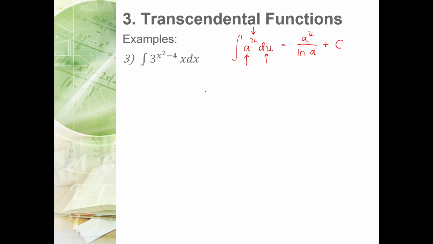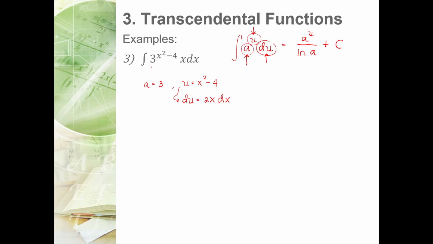So we make it in a manner that your equation looks like the given format. Okay, so a is equal to 3, and then your u parameter is x squared minus 4. So this one is already okay. This one is okay. So for your du, we have 2x minus 0 dx.